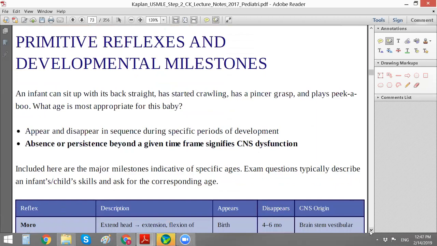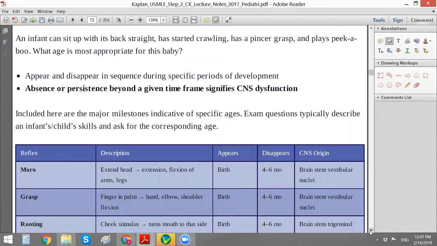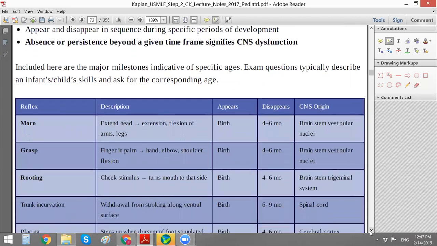Primitive reflexes and developmental milestones. An infant can sit up with its back straight, has started crawling, has a pincer grasp, and plays peekaboo. What age is appropriate for this baby? He has started crawling and has a pincer grip, so probably this is 9 months. Primitive reflexes appear and disappear in sequence during specific periods of development. Absence or persistence beyond a given time frame signifies change. Exam questions typically describe an infant and ask for the corresponding age.